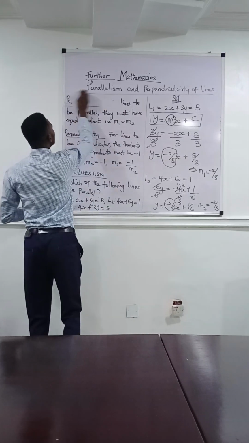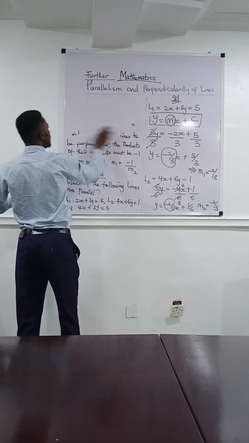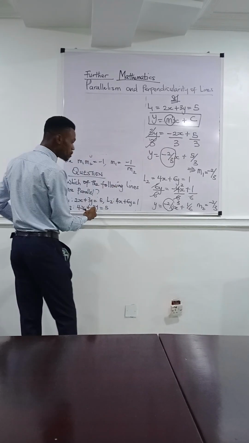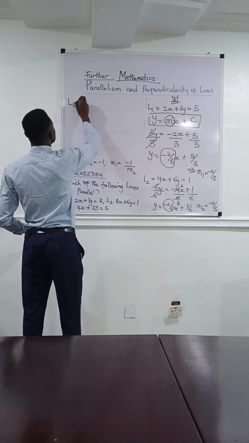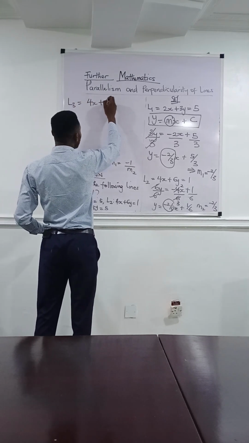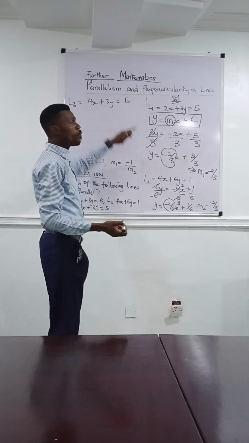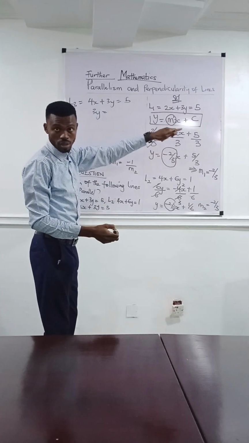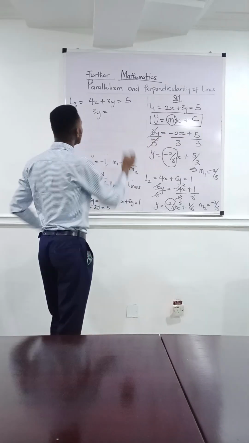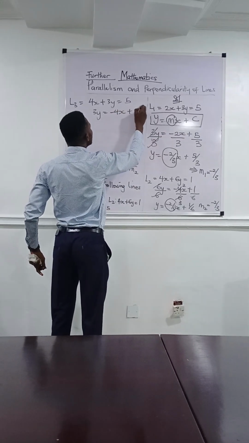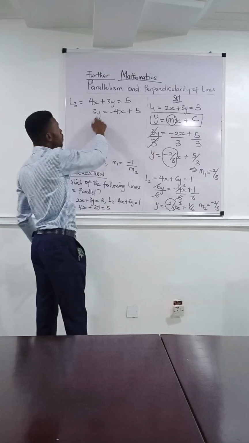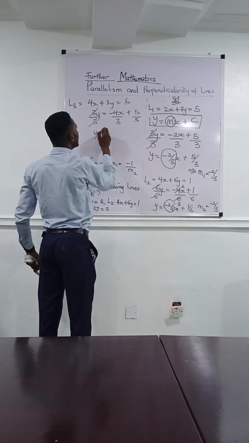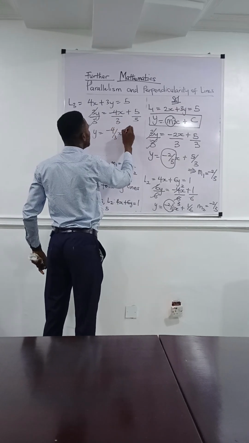Alright, so let's solve for the third one, that's L3. L3 says 4x plus 3y equals 5. As usual, y stands on the left hand side, so 3y. 4x will cross to the right hand side, and when crossing, plus changes to minus. So minus 4x plus 5. Again, the coefficient of y must be 1, so divide by 3 throughout. So y equals minus 4 over 3 x plus 5 over 3.